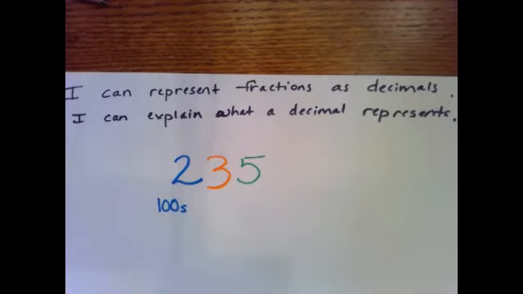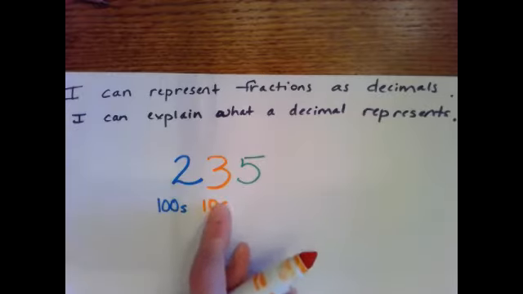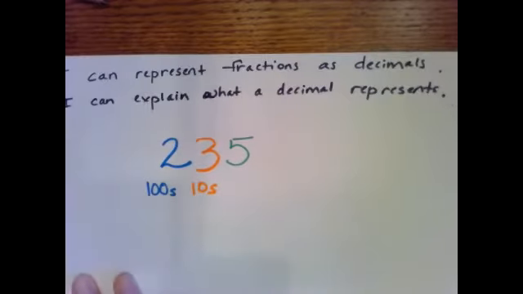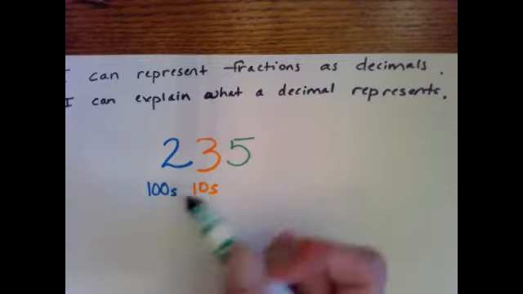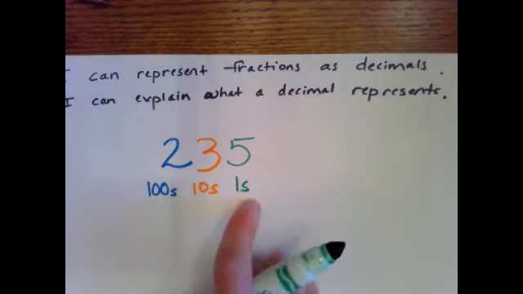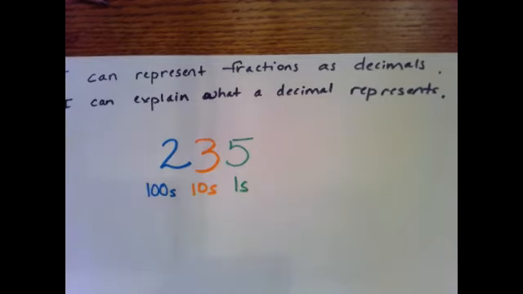We know that the 3, because it's in the tens place, has a value of 3 tens, or 30. And we know our 5 is parked in the ones place, so its value is 5 ones, or like $5 bills. So 235 really is 2 hundreds, 3 tens, and 5 ones.